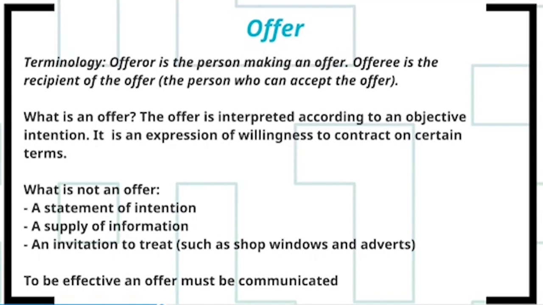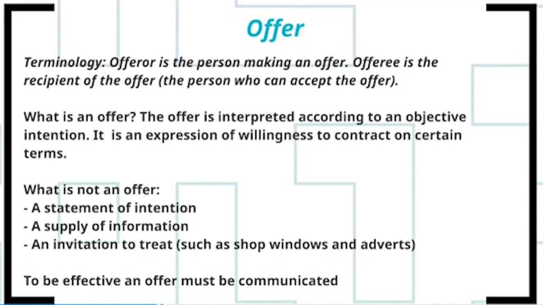At this point, we will distinguish an offer from the other steps in the negotiation process. Other steps in the negotiation process might include a statement of intention, a supply of information, or an invitation to treat. Let's have a look at those in turn. A statement of intention means that if one party states that he intends to do something, this is something different from an offer. In an offer, somebody is stating that they will do something.